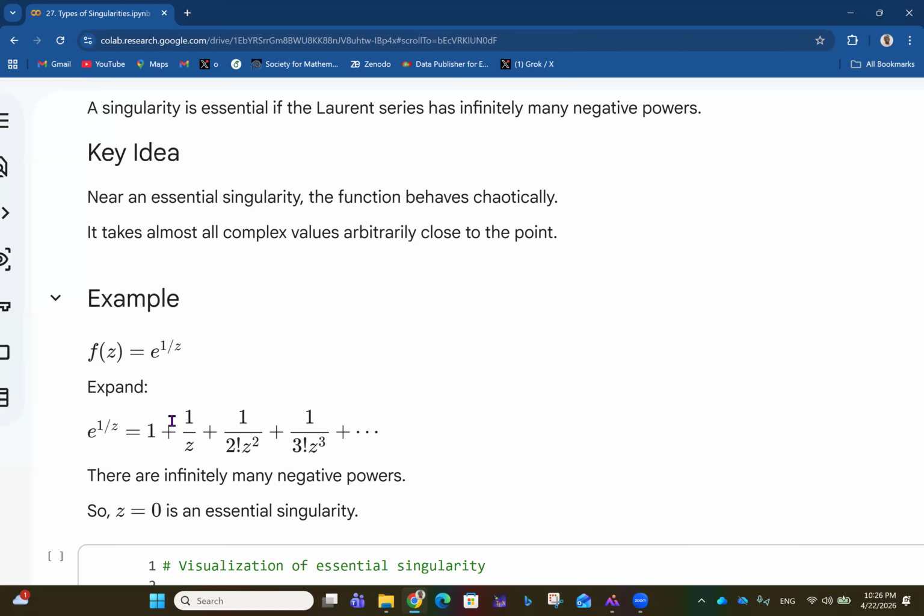But in this case, the x is now 1 over z. So you have 1 plus 1 over z plus 1 over 2 factorial z squared plus 1 over 3 factorial z cubed and all that. There are infinitely many negative powers. So you can see this is z raised to minus 1, minus 2, z raised to minus 3. In that case, you can say z equals 0 is an essential singularity, because all of these terms are undefined at z equals 0 and you have infinitely many negative powers of z.